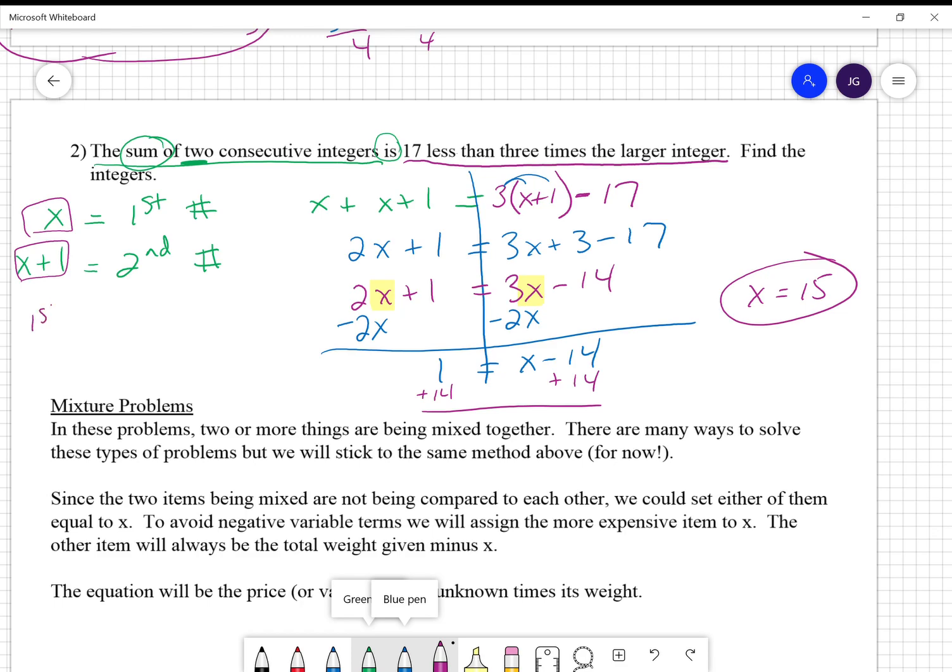So my first number is 15. My second number is 15 plus 1, 16.